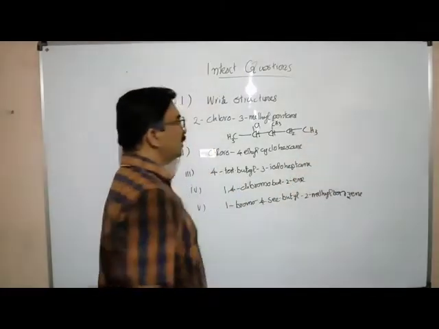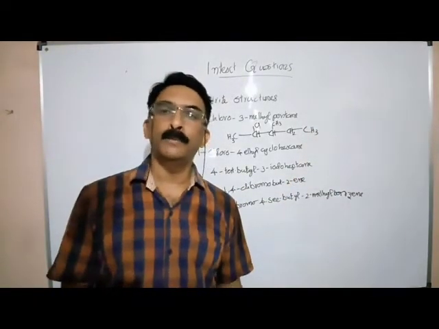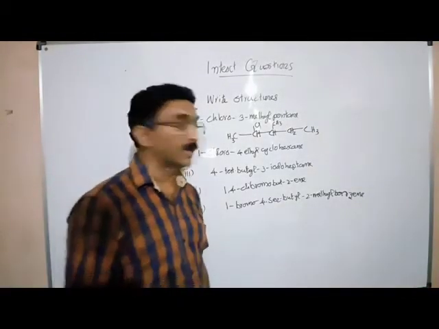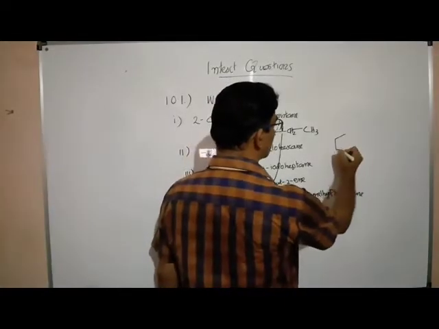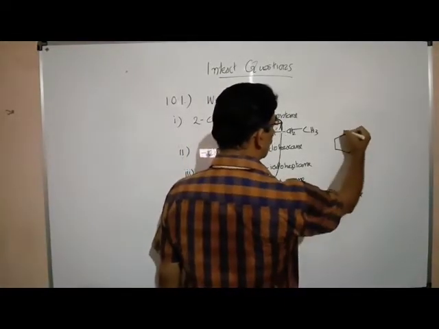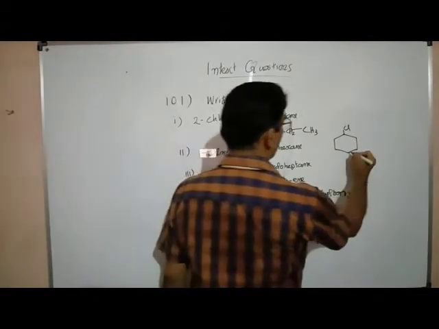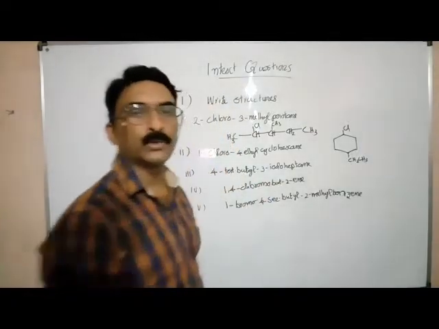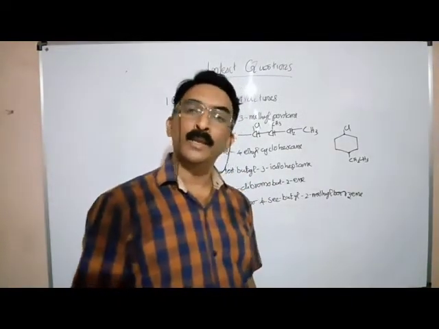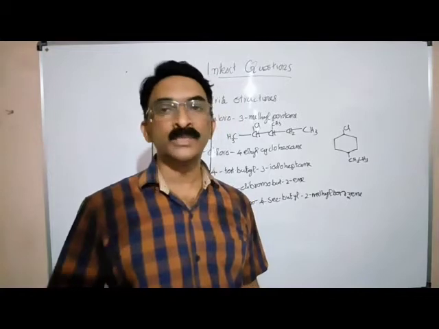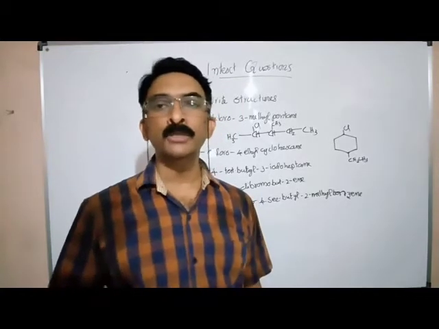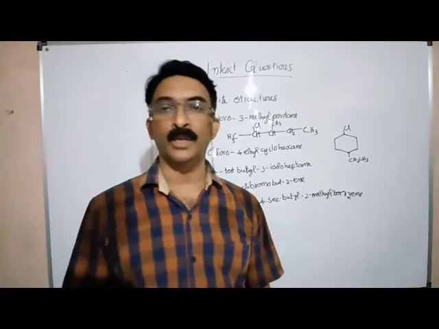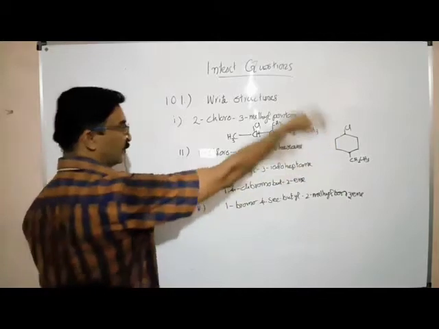That will be 2-chloro-3-methyl pentane. Now the second one, 1-chloro-4-ethyl cyclohexane. So you draw cyclohexane first. 1-chloro-4-ethyl cyclohexane. That will be 1-chloro-4-ethyl cyclohexane. And it is named properly too because C comes before E. There is no competition between chlorine and ethyl group except for the alphabetic priority. So C comes before E.